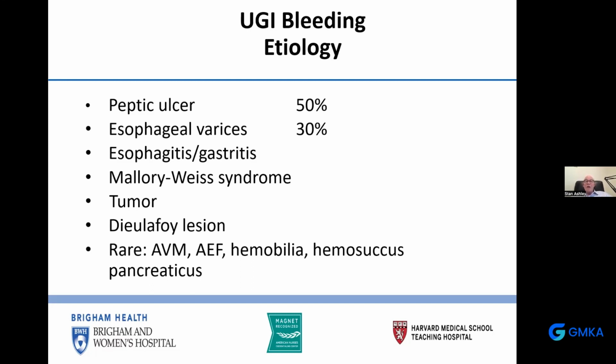Dieulafoy is a focused AVM, but you can also have more generalized gastric AVMs that is sometimes called watermelon stomach, aortoenteric fistula, hemobilia, or blood from the pancreas.